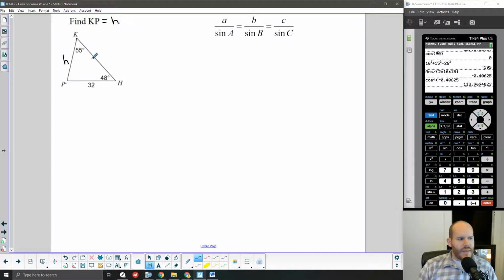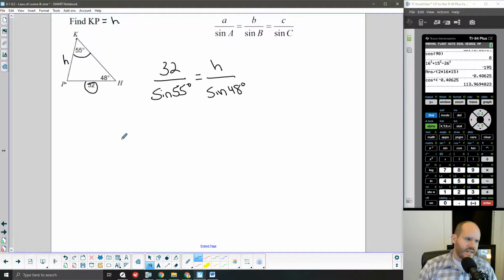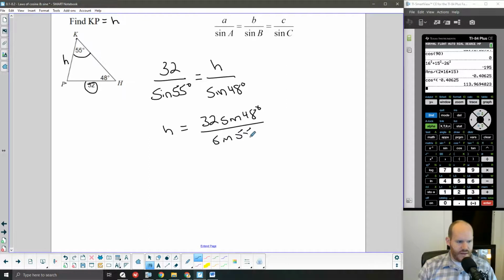And I can do that by finding any ratio of an angle with its opposing side and setting it equivalent to this one. So in my case, 32 over the sine of its opposite angle, 55 degrees, must be proportional to H divided by the sine of the angle opposite H. And that's essentially what this formula is saying. So if I solve this for H, I get that H is 32. I'm going to multiply both sides of this proportion by sine of 48. So 32 sine of 48 degrees divided by the sine of 55 degrees. So it's just a different formula, but it's the same basic algebra to isolate the terms.